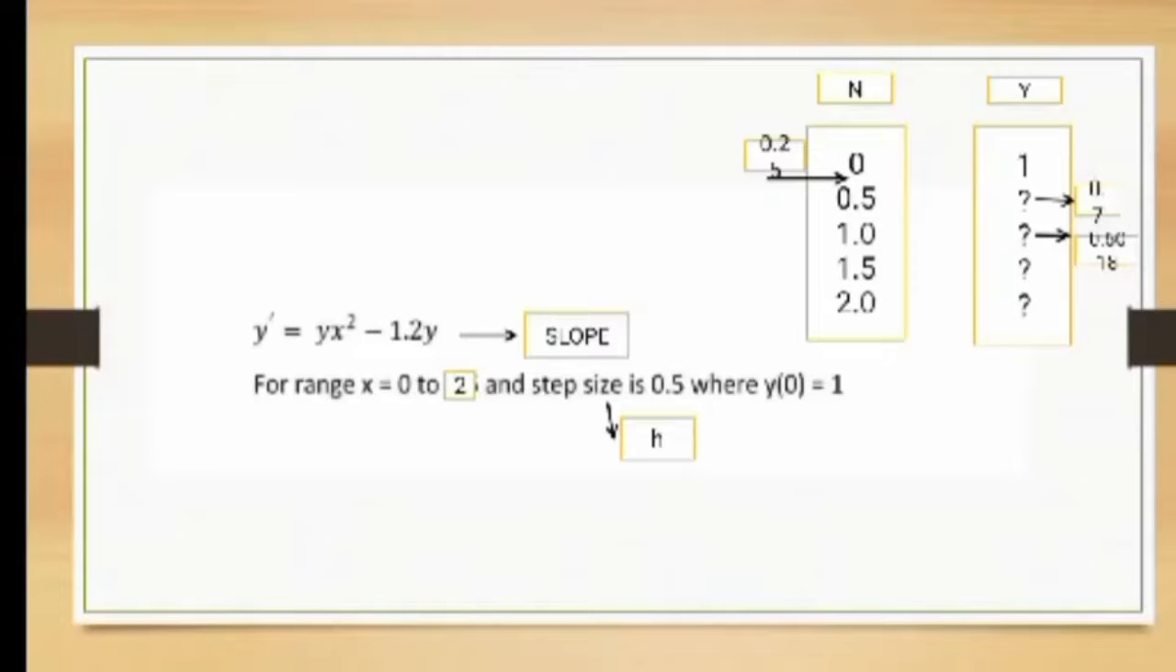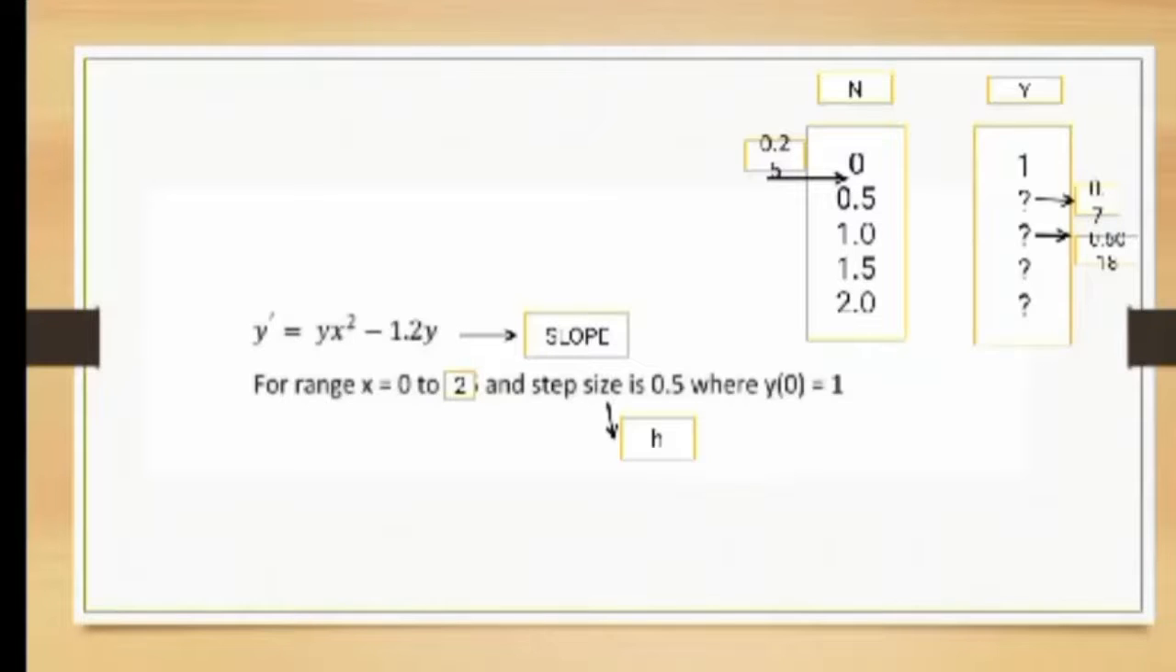Use midpoint to solve this equation. This is already in the derivative form, so this is the slope. For range x equals 0 to 2, and step size is 0.5 where y equals 1. So the symbol for step size is h. So the x values, guys, are 0, 0.5, 1.0, 1.5, 2.0. So why 2.0 only? Because the range of x is 0 to 2.